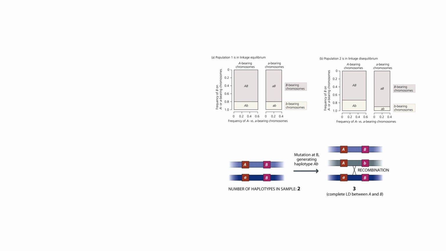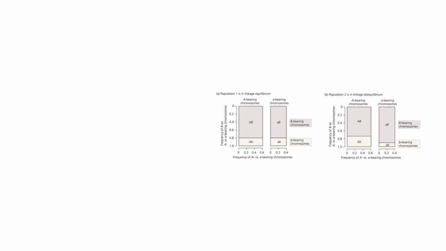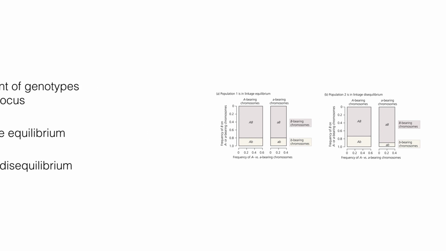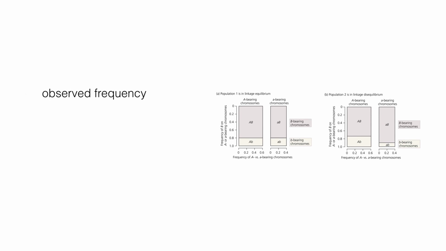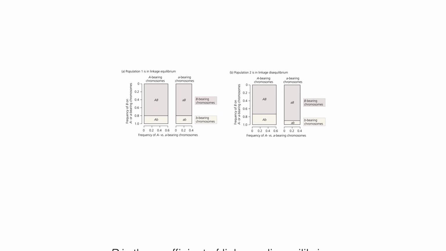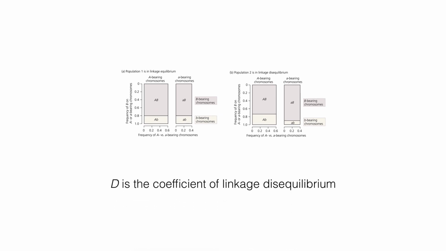How do you measure linkage and linkage disequilibrium? When genotypes at one locus are independent of genotypes at the other locus, the two loci are in linkage equilibrium. Otherwise, the loci are in linkage disequilibrium. The oldest and the simplest measure of linkage disequilibrium, or LD, is denoted as D. D is defined as the difference between the observed frequency of a two-locus haplotype and its expected frequency. D is also referred to as a coefficient of linkage disequilibrium.